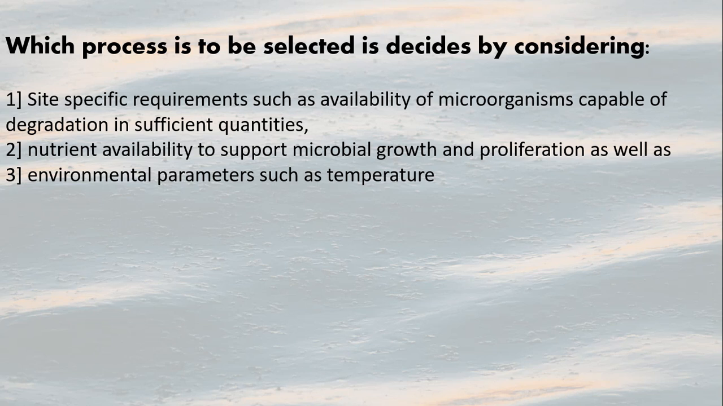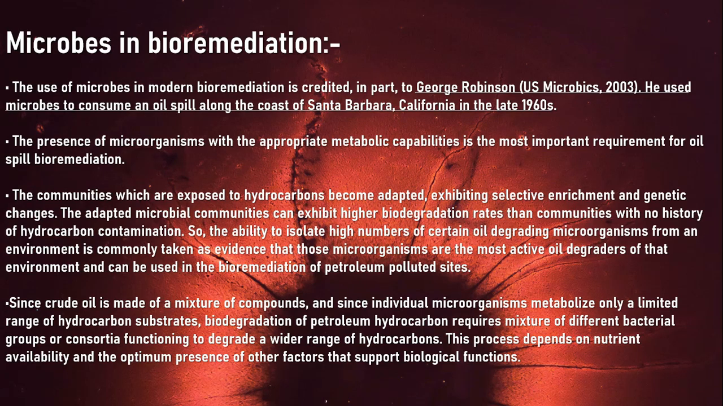Also, the nutrient availability at that site, nutrient here meaning nutrients other than oil, is a main criterion when we consider giving the treatment. Environmental parameters also govern the process to be selected. Now in upcoming slides we will take a look at how microorganisms actually help to degrade the soil.